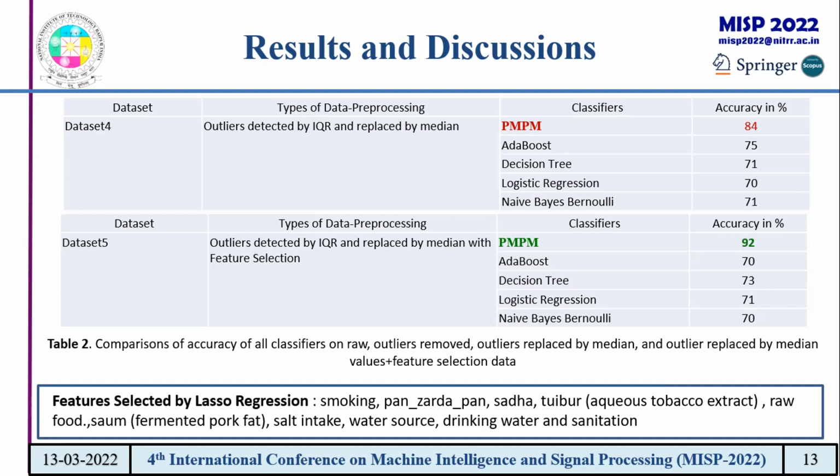Consistently, we can see that the accuracy of the proposed model gradually increases in every pre-processing phase. Finally, we have selected the features smoking, pan, sada, thuibu, raw food, saum, salt intake, water source, drinking water, and sanitation as the key factors which are the cause of H. pylori associated gastritis.